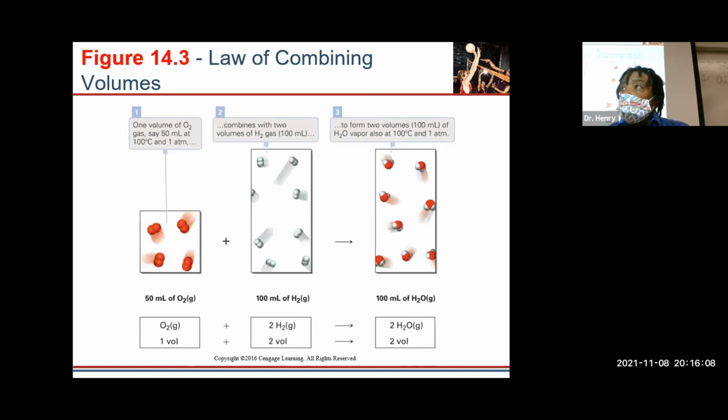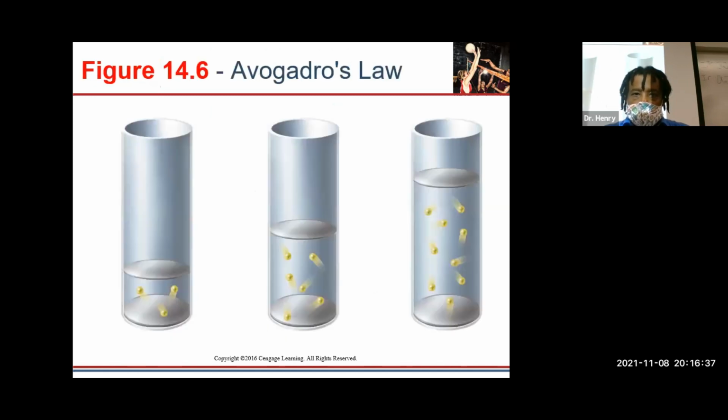So if we have 50 mils of oxygen gas, and we have 100 mils of hydrogen gas, we're going to get 100 mils of water, right? And so this is the combined law. So Avogadro's law basically says that as the pressure goes up, it is going to go up directly proportional to the amount that the quantity goes up.